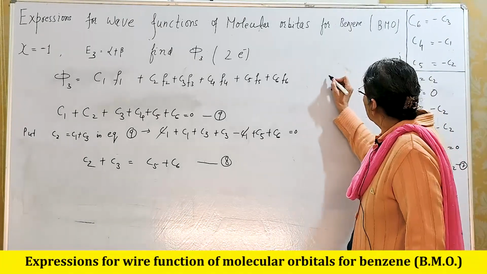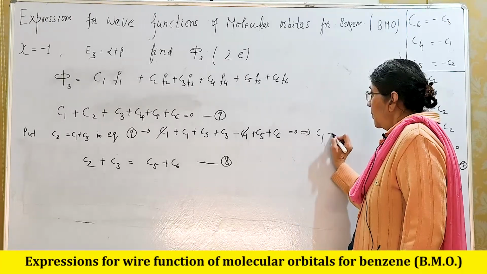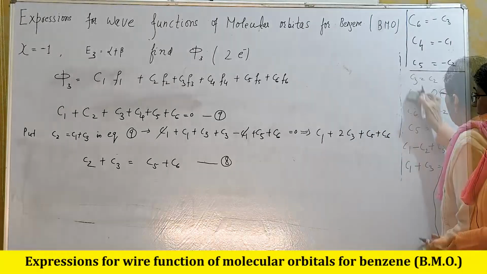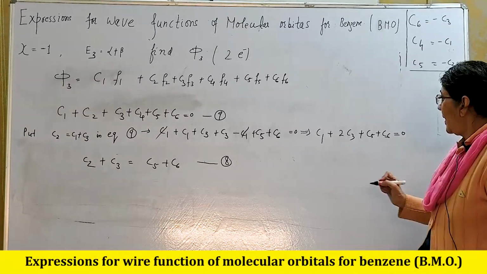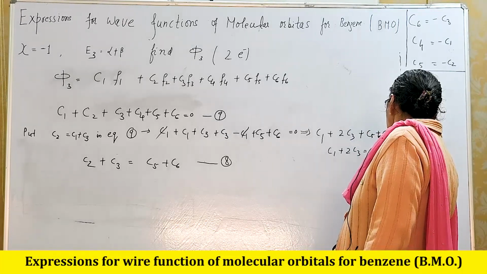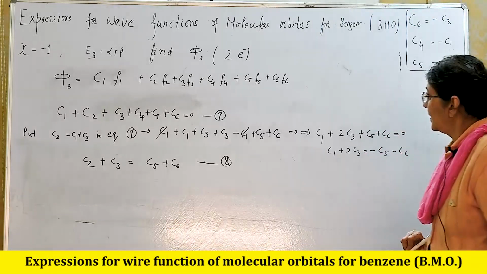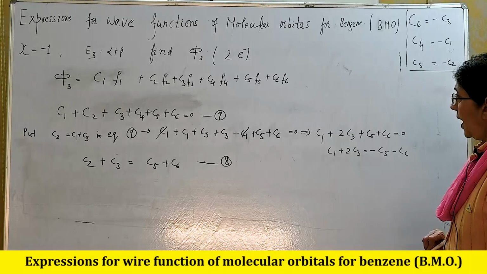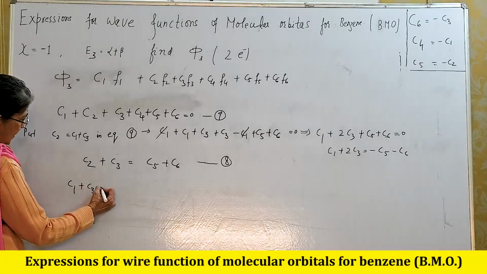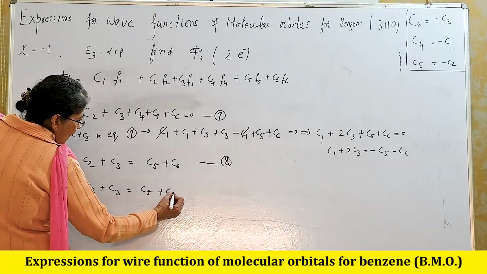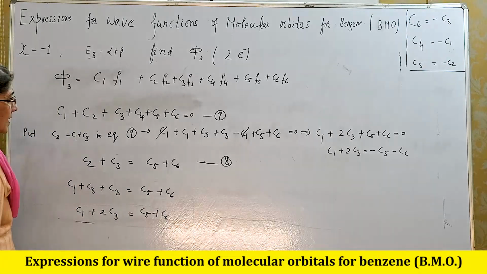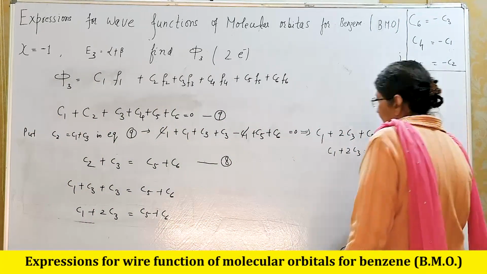So we get that C1 plus 2C3 plus C5 plus C6 is equal to 0, and that C1 plus 2C3 is equal to minus C5 minus C6. From here you are getting C2 plus C3, and here also you can write C2 is equal to C1 plus C3. So C5 plus C6 is equal to C1 plus 2C3. Say this is equation number 10 and this is equation number 11.